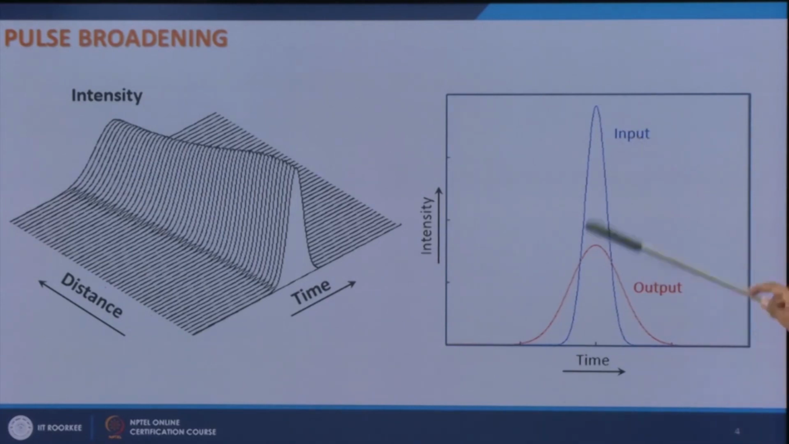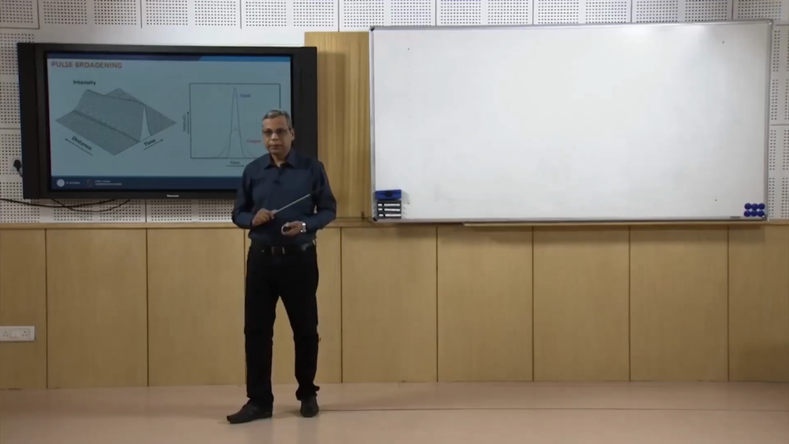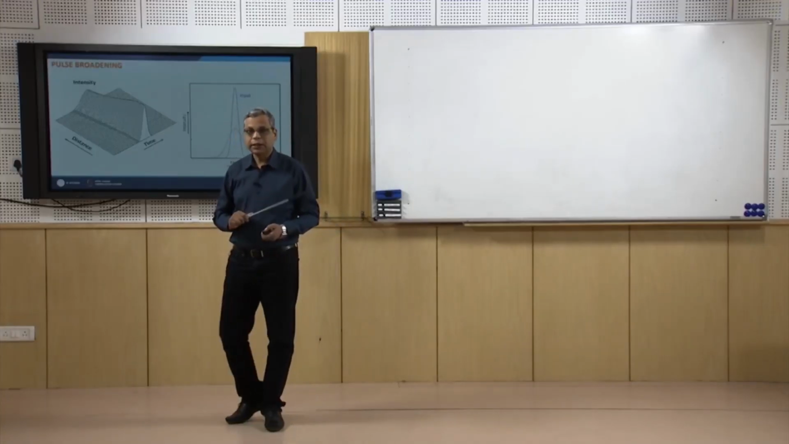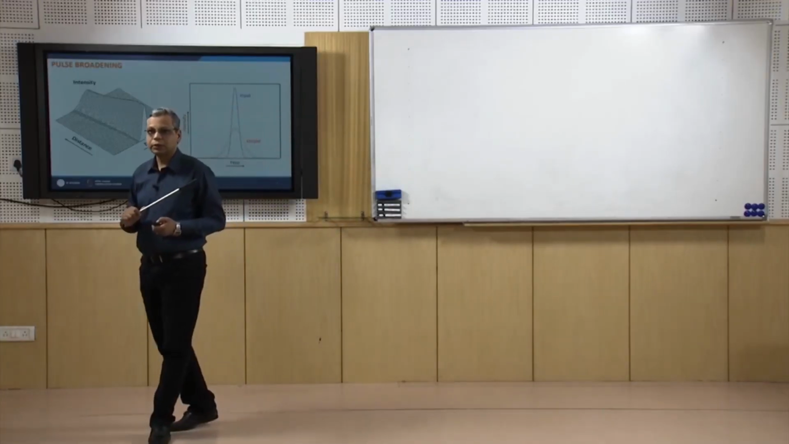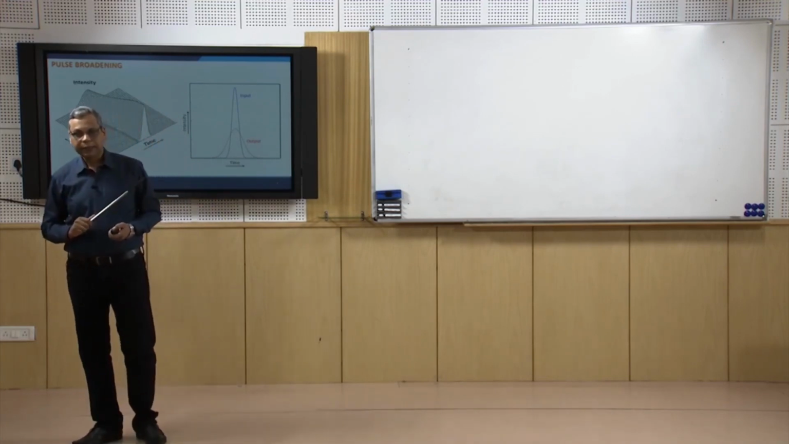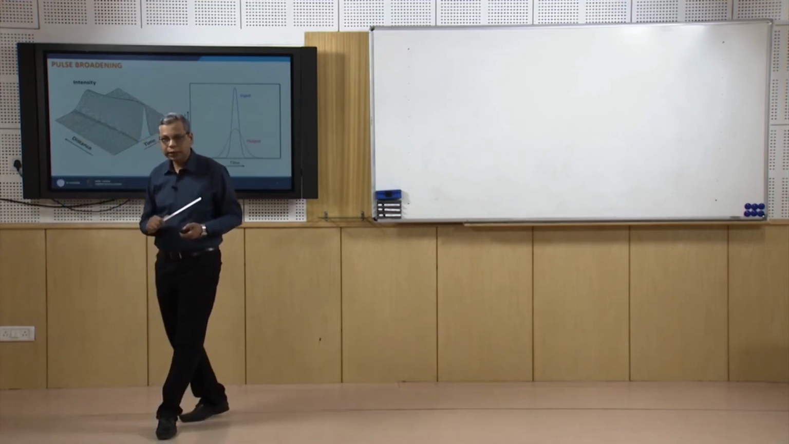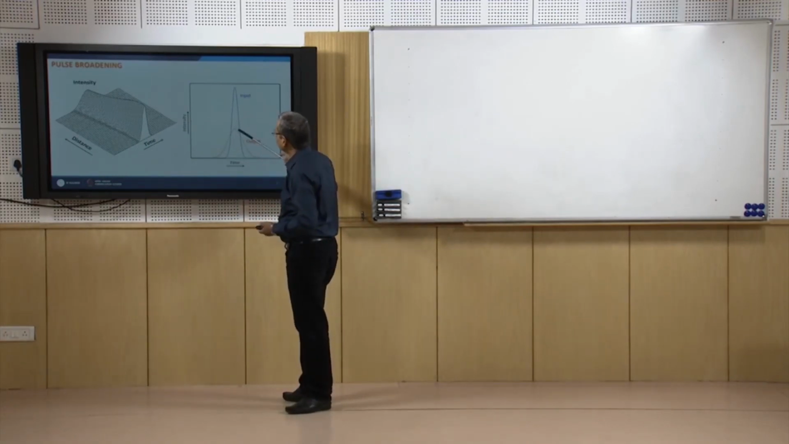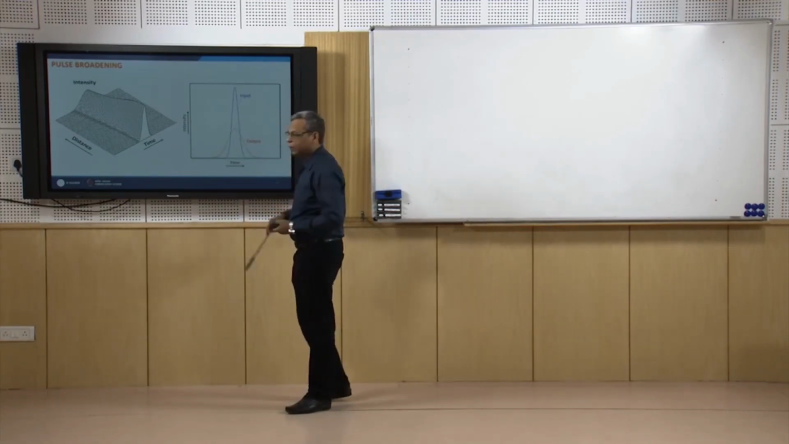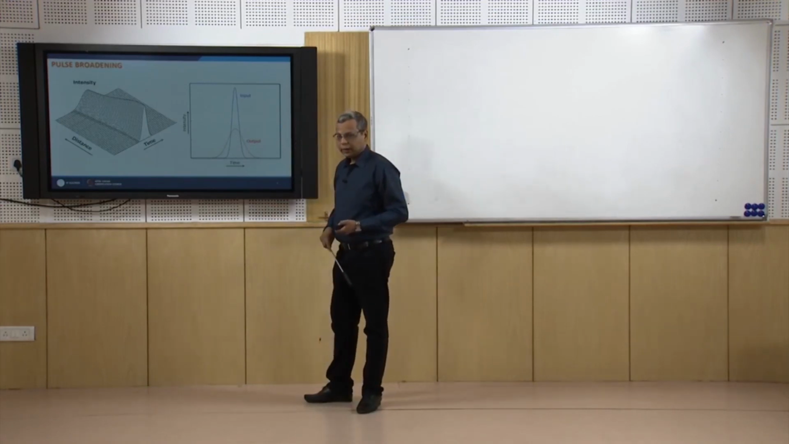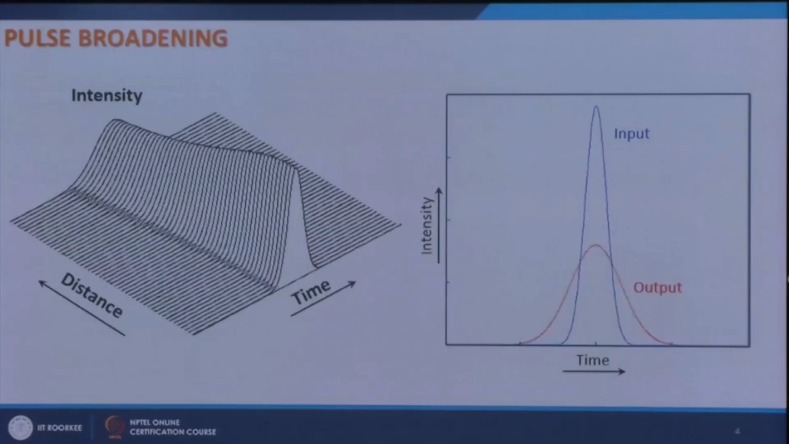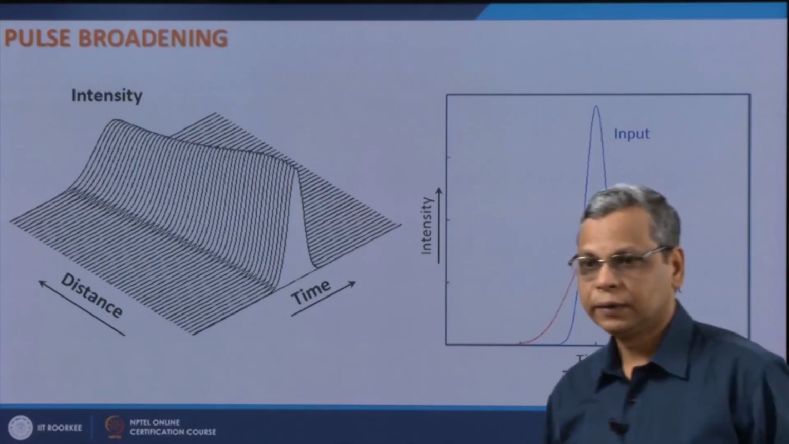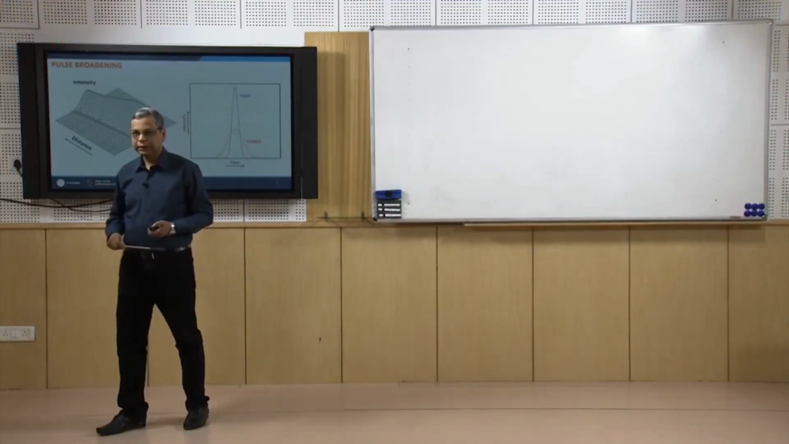So, the pulse clearly gets broadened, but the total energy in the pulse will always remain constant if I assume there is no attenuation. In the absence of attenuation, the total energy in the pulse remains constant. So, when the pulse broadens, its amplitude goes down, or its peak intensity goes down, so as to have the total energy conserved.